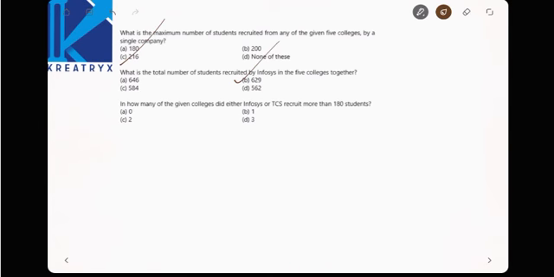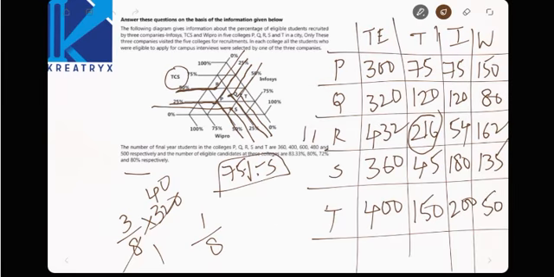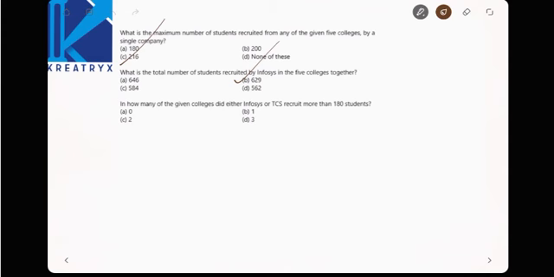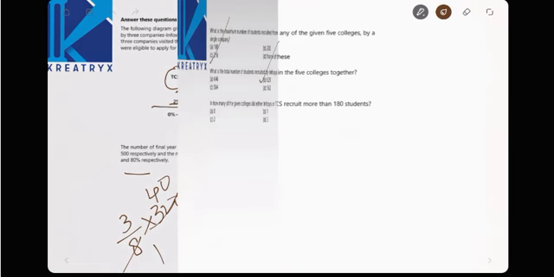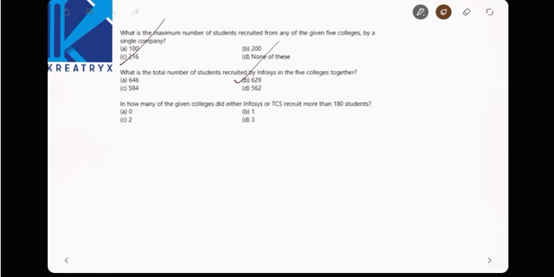In how many of the given colleges did either Infosys or TCS recruit more than 180 students? Let us see how many colleges. See here, more than 180 means R by TCS, and again S by Infosys, and again see here 4 in T. So totally how many? 3 colleges. This is the way to observe the answers.